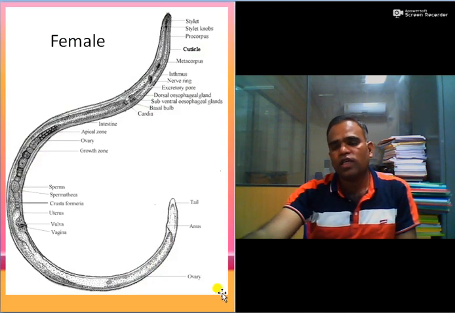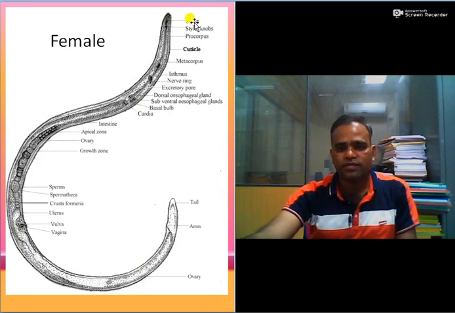So here you can see all these parts. This is the stylet, this is the stylet knob. The anterior part of the corpus is called the procorpus. The procorpus is followed by the median bulb or metacorpus. After this metacorpus, there is a basal bulb. Between the median bulb and basal bulb, there is a part called the isthmus, on which the nerve ring is present.